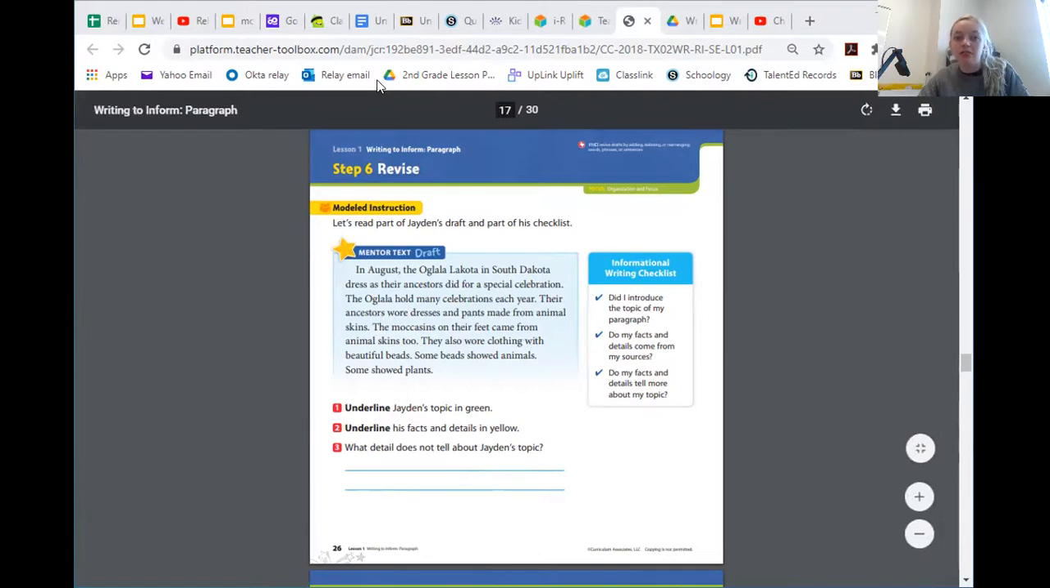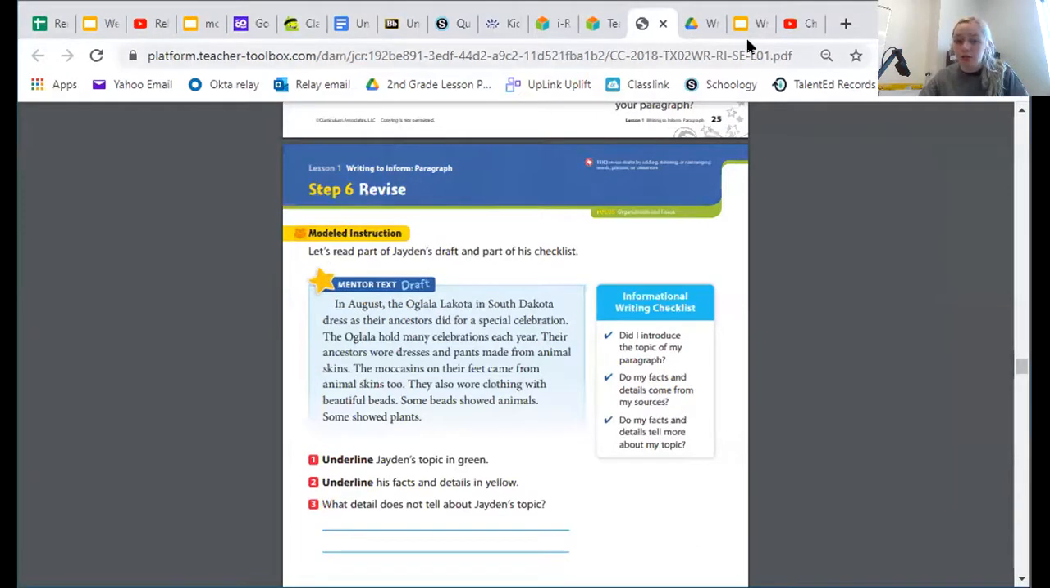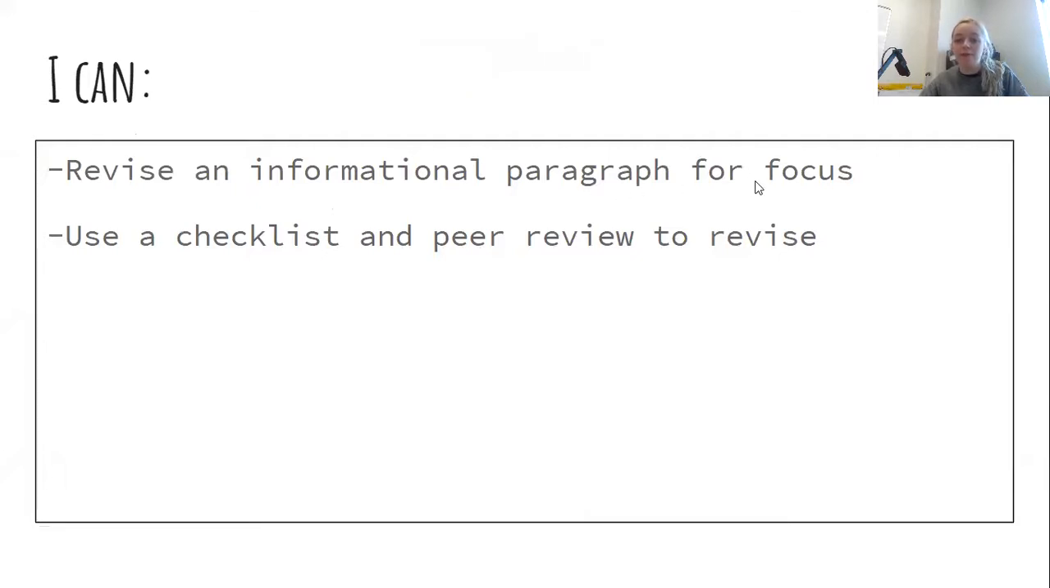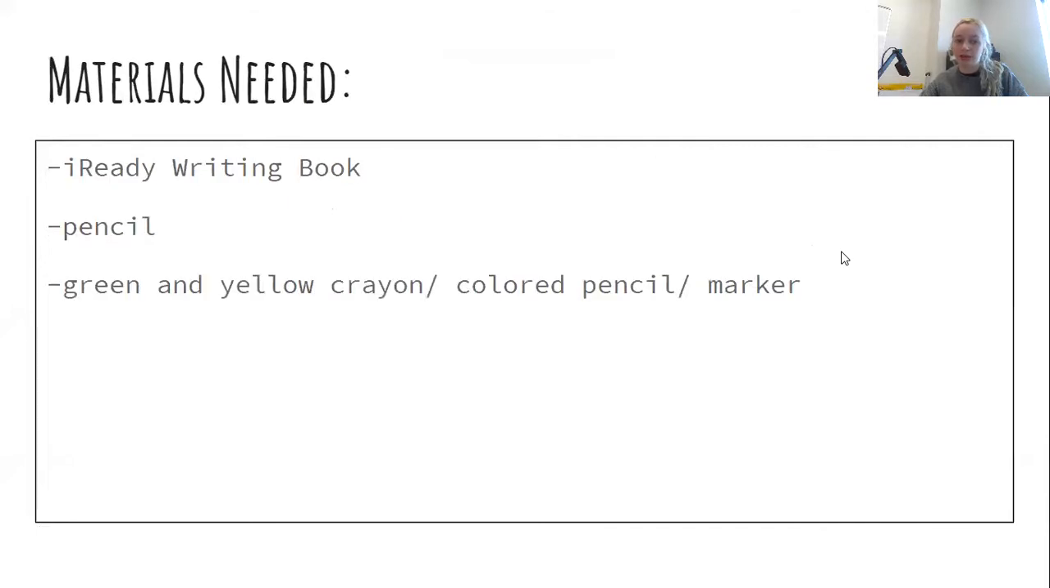And before we get any further into this, let's review the materials we'll need for today and our I can statements. So I can revise an informational paragraph for focus, and I can use a checklist and peer review to revise. Now, the materials you're going to need today are your iReady books, of course, a pencil, and green and yellow crayons or colored pencils or markers. Okay, so you can take a minute to pause the video and make sure you have all your materials together before you come back.